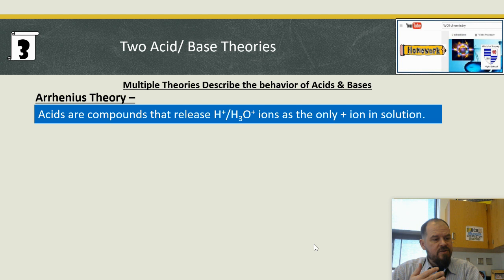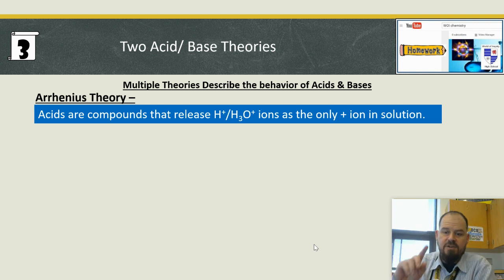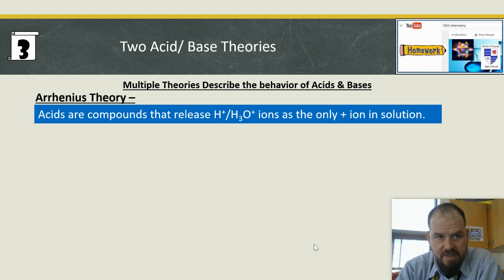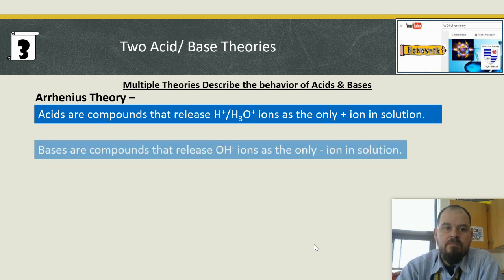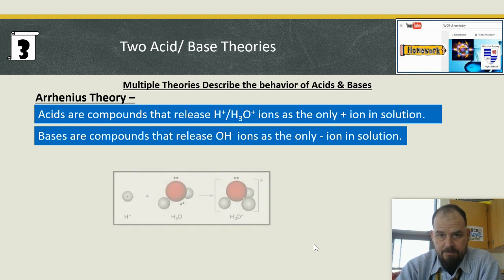They're said like this, so you just got to really memorize this straight up. Acids are compounds that release H plus or H3O plus ions as the only positive ion in solution is the first theory. Okay, so basically acids have H plus. Bases are compounds that release OH minus as the only negative ion in solution.